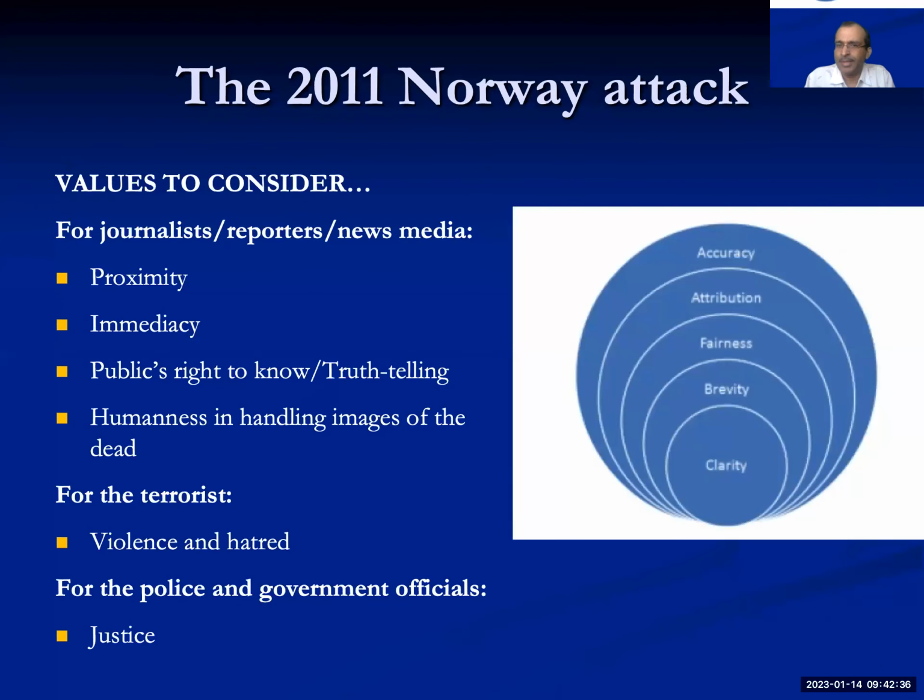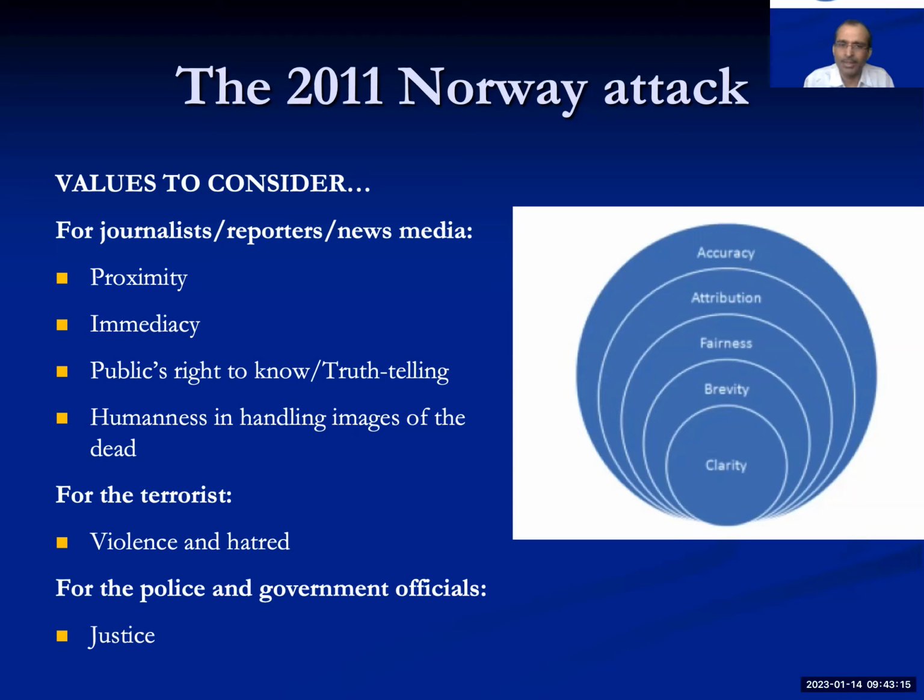And here, the Norway attack, for example. Look at the value system now. Whose value? Values to consider for journalists, reporters, news media workers: proximity, how near is it; immediacy, how quick it is; the public's right to know; truth telling. That's another value. Humanness, handling the image of the dead, trying to avoid the perpetrator's philosophy and thinking because that can further disharmonize the society. And for the terrorist, violence and hatred.